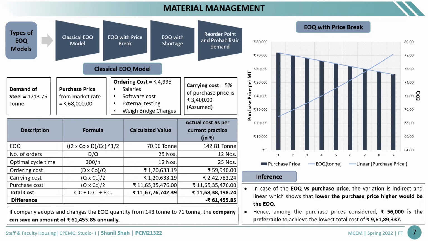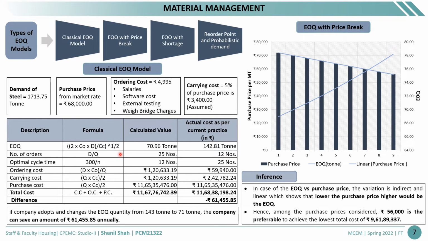Next is the types of the EOQ model. So we have studied a total of 4 types. So first is the classical EOQ model, then the EOQ with price break, EOQ with shortage, and the reorder point. So in the classical EOQ model, the demand of the steel is 1713 ton and the purchase price is 68,000, and the carrying cost we have assumed as 5% of the purchase price.